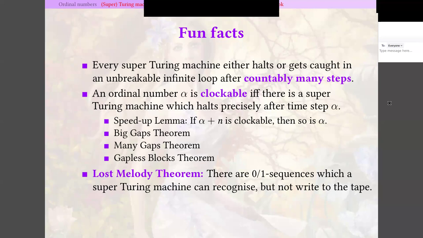Another fun thing you can do with super Turing machines is to define when an ordinal number is called clockable. An ordinal number alpha is called clockable if and only if there's a super Turing machine, which does whatever it wants to do on the tape, but which terminates precisely on day alpha. Not one day later, not one day earlier, precisely on day alpha. Is there a Turing machine which terminates precisely on day omega? Not on day omega plus one, but precisely on day omega.